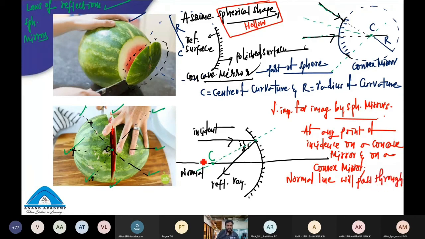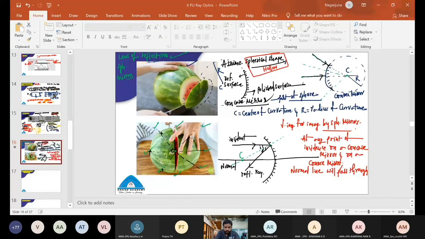Students, tell me. Normal line will pass through what? I need the responses. Okay. Pallavi M. Jadhav, please speak out. The normal line will pass through what? Center of curvature, sir. Very, very good. The normal line will pass through the center of curvature, right? Super.